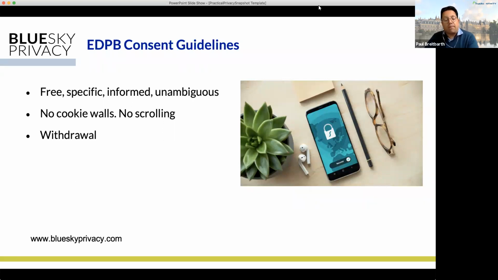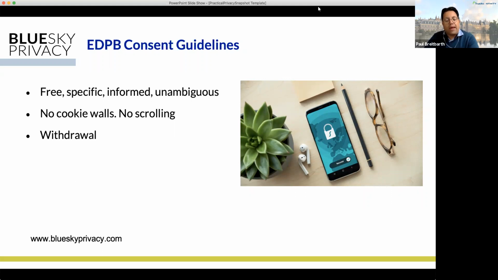And it needs to be unambiguous, meaning that it needs to be an act of the individual. It cannot just be silence. It cannot be a pre-tick box, but for example, ticking a box or writing on a form or in a website, I do consent to my data being processed for this purpose. That would be valid consent.